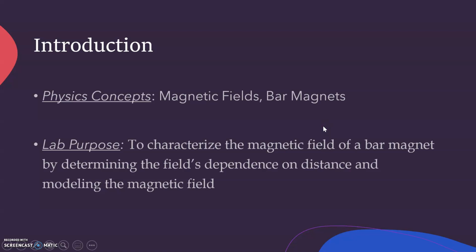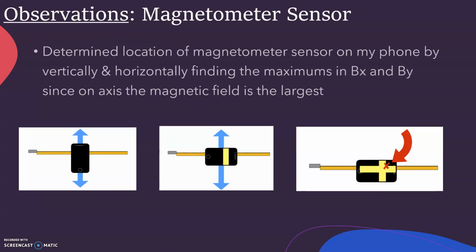The physics concepts behind this lab were magnetic fields and bar magnets, and the purpose of this lab was to characterize the magnetic field of a bar magnet by determining the field dependence on distance and modeling the magnetic field. The first thing that I did in the experiment was determine the location of the magnetometer sensor on my phone by vertically and horizontally finding the maximums in the x and y coordinates of the magnetic field, since on axis the magnetic field is the largest.